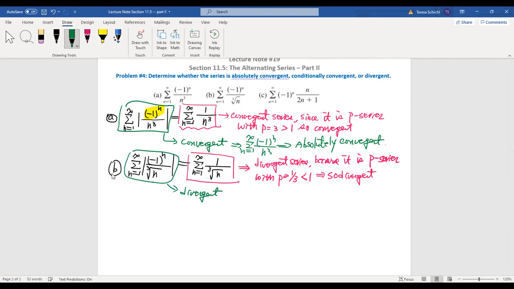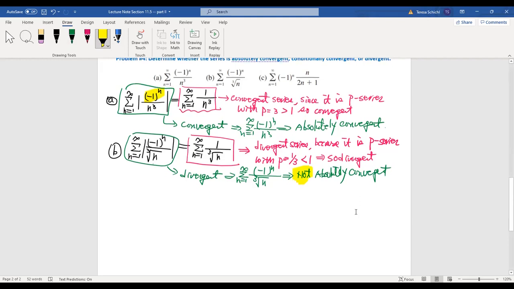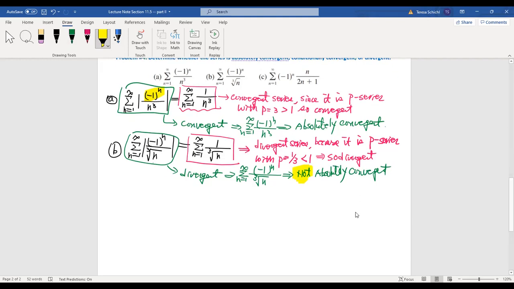Now I know the sum from n equals 1 to infinity of negative 1 to the n over n to the cube root. Because the absolute series is divergent, right? So I know this one is not absolutely convergent. So be very careful. Okay, if it's not absolutely convergent, then we will just take a look at whether it is convergent conditionally.